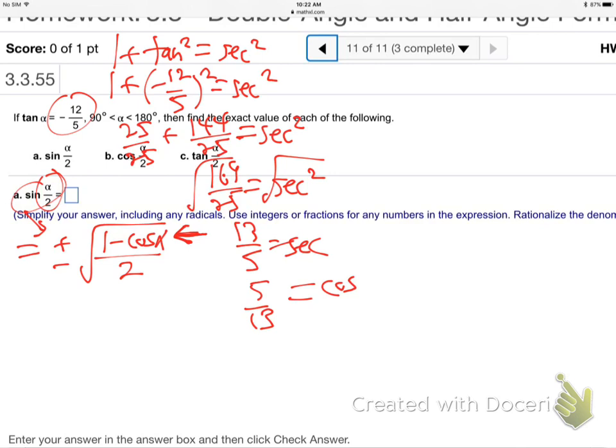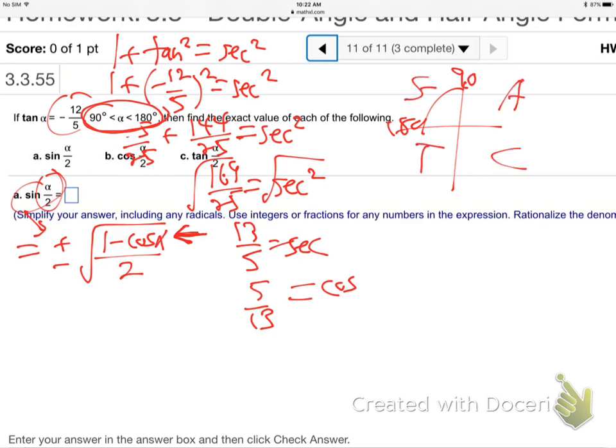What quadrant are they saying right here? That's quadrant 2, between 90 and 180, it's here, right? Alpha's in quadrant 2. So what? All students take calculus. Only sine is positive. That means cosine is actually negative 5/13.